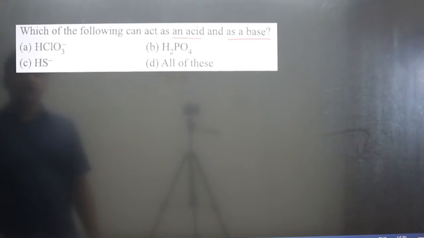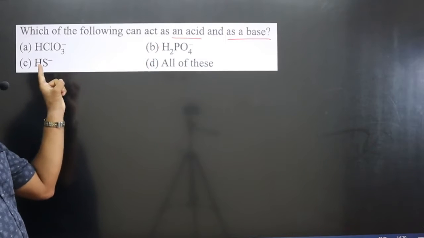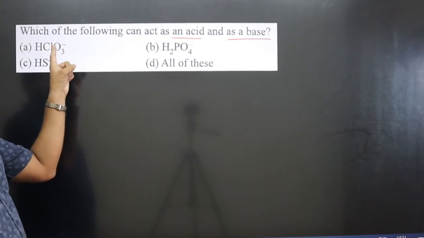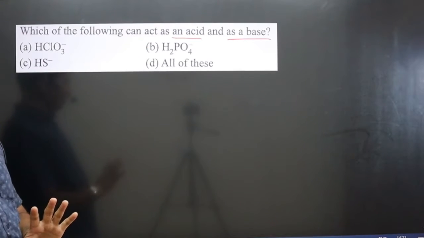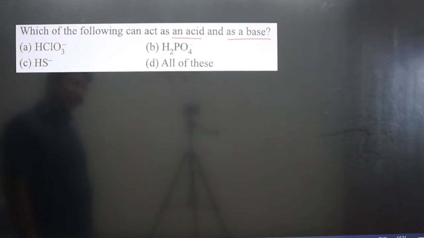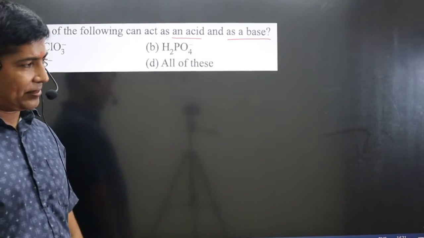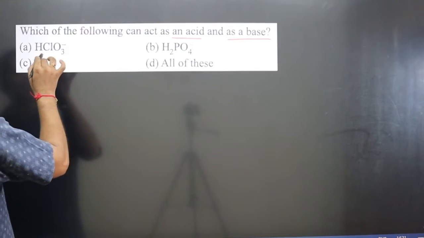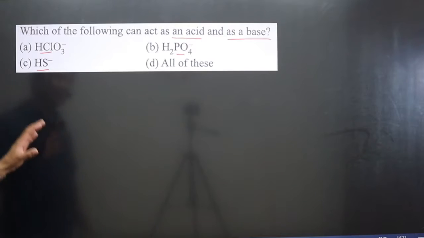Now pay attention carefully. You can see in all these three options, hydrogen is present, which means each and every polyatomic ion, these are the ions. All three substances have hydrogen, and each hydrogen can donate an H plus ion. This means they can lose a proton and show acidic character. So each compound given here in ionic form can act as an acid.